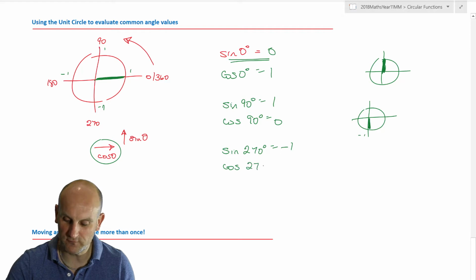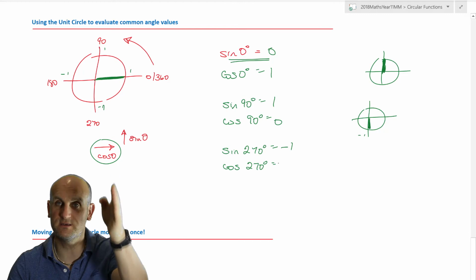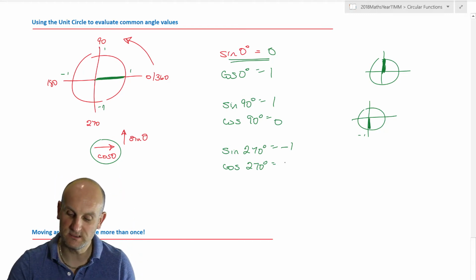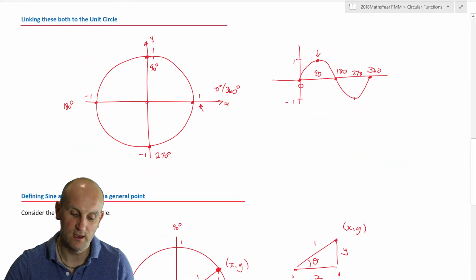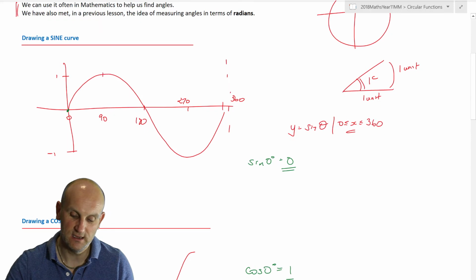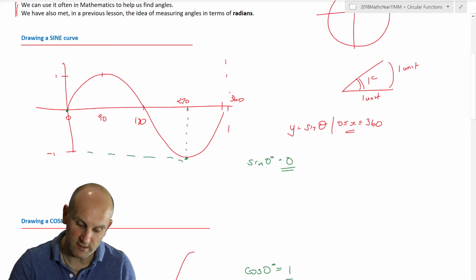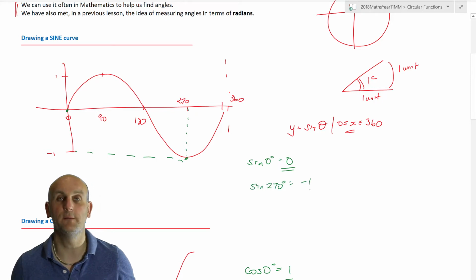What about the cosine of 270 degrees? Cosine is any horizontal distance. Because it's a vertical line, it's not going across anywhere. So my cosine of 270 is 0. Let's just go back. The sine of 270. Here is 270. I go down. There is my point. And I read across, and the sine of 270 is -1.